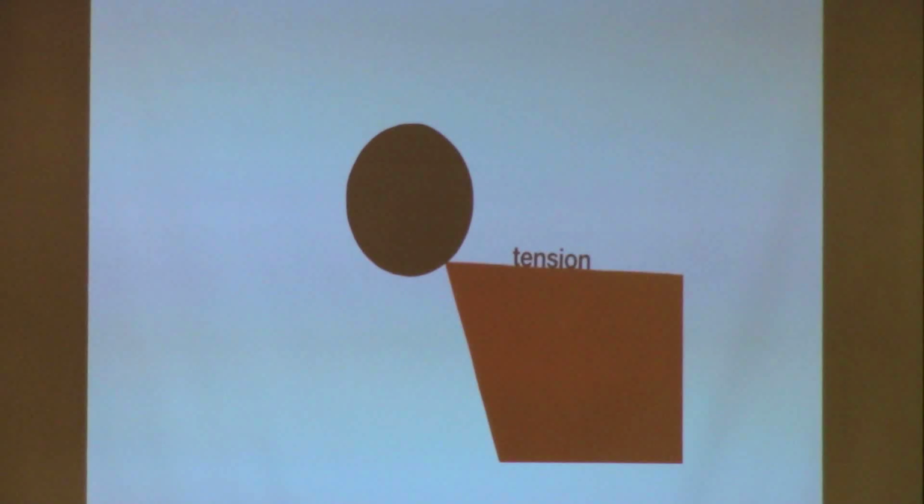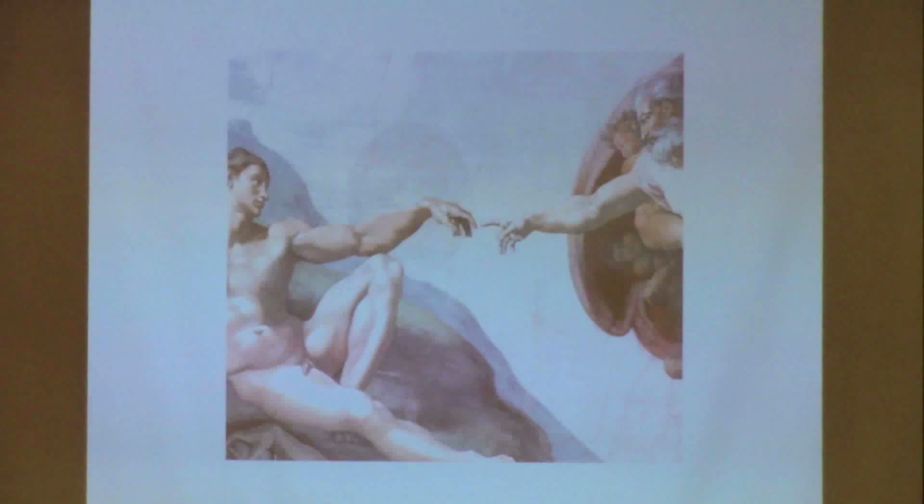Then you have tension. Okay, this is where things are almost touching, that tight but not touching. They're really tight. They could be touching. This is usually not a good thing unless you're doing it on purpose. So again, we have the Creation of Adam, where we have that tension where they're almost touching, but you can feel that tension right there. That's the focus of the piece.